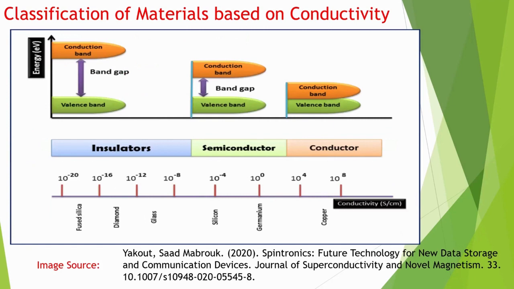We can classify the materials based on the conductivity values. If you look at the diagram, you can clearly understand. If the conductivity value is greater than 10 power 3 Siemens per centimeter, it is called a conductor. Example, copper. If the conductivity value lies between 10 power minus 7 and 10 power 3 Siemens per centimeter, it is called a semiconductor. Examples, silicon and germanium. If the conductivity value lies below 10 power minus 7 Siemens per centimeter, the material is called an insulator. Example, glass, diamond, etc.